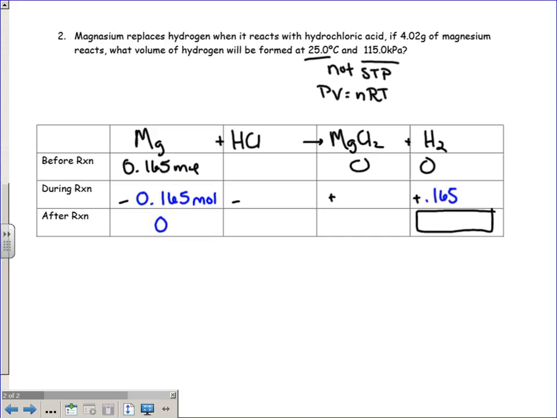Oh, never balanced the equation. That's kind of important. Let's go back and do that. Let's see, we need a 2. But that's it. So our mole ratio then is 1 to 1. And that's our moles of hydrogen. Now we can use the ideal gas law to solve for the volume.